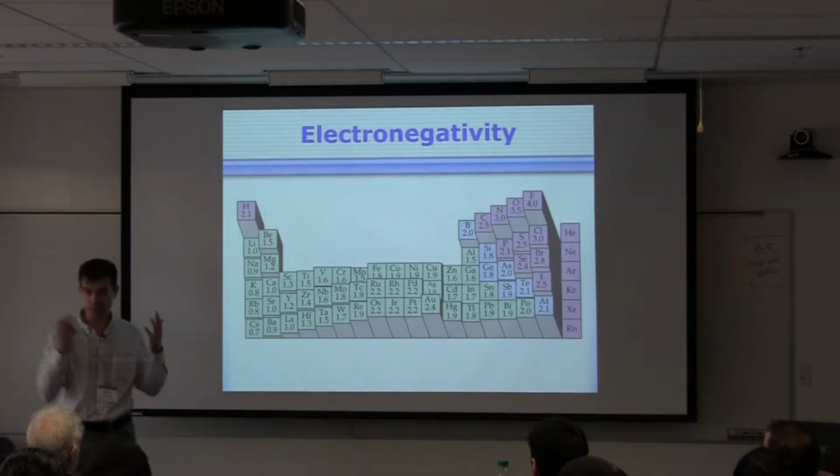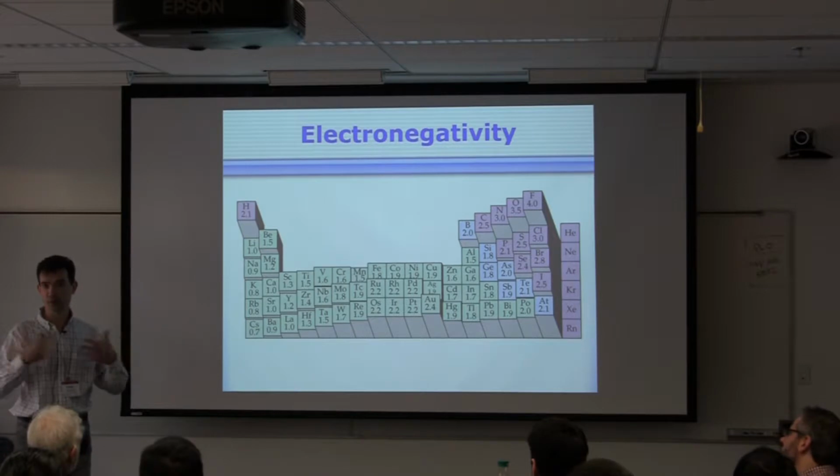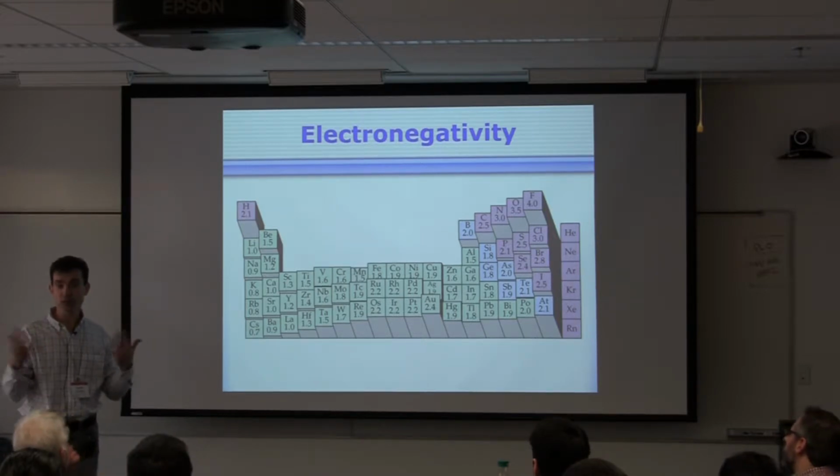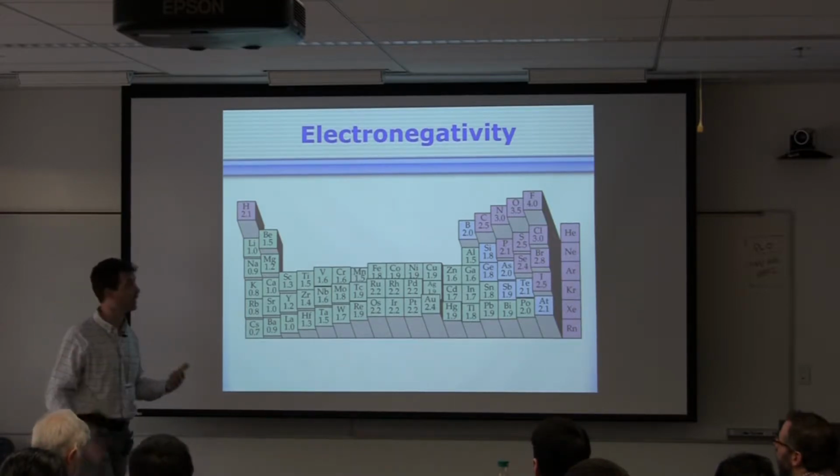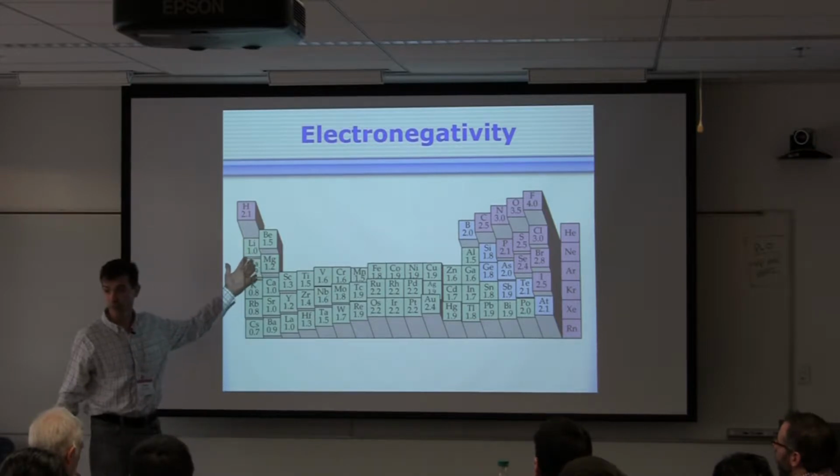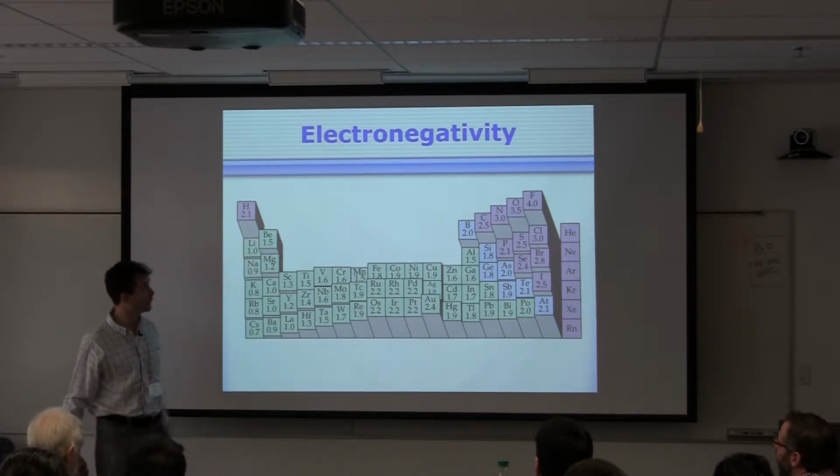And again, with electronegativity, there are many different scales. Electronegativity is empirical. This is the Pauling scale, the most commonly referred to scale.